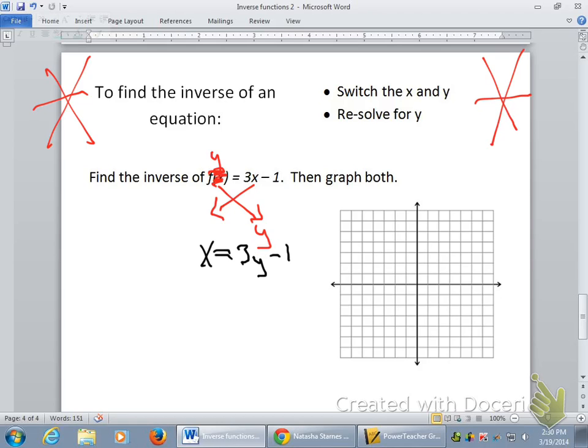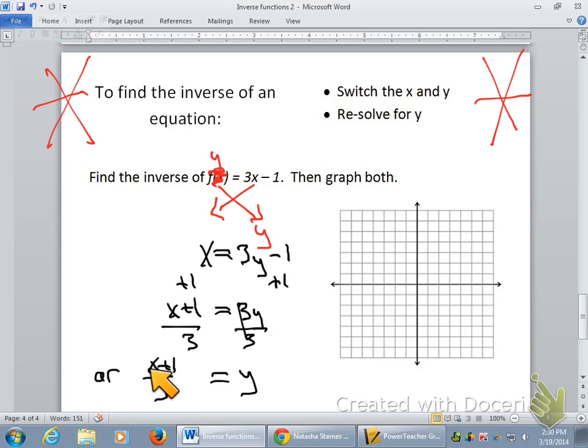So now I'm just going to solve for y. How would you solve this equation for y? Add 1 to both sides. That gives me 3y equals x plus 1. And then divide by 3. And I can actually leave this in two different ways. I can either leave it as x plus 1 over 3. Or, if you recognize this as being a line, you might want to change it to 1/3 x plus 1/3. But those are both the same thing, aren't they?